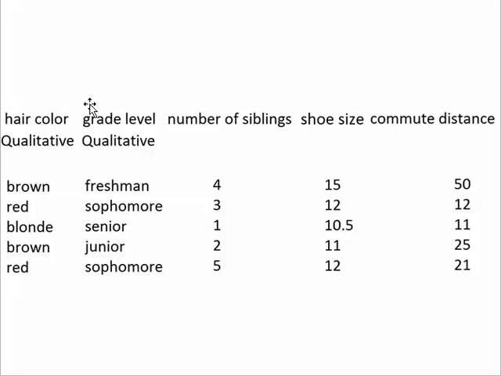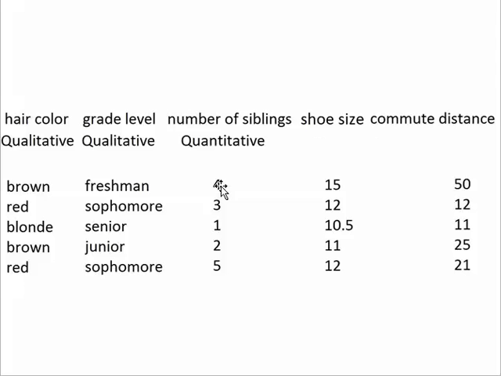Hair color and grade level are both qualitative variables because the values in those columns are types of things, they aren't amounts of things. Number of siblings would be a quantitative variable because each of these values is a specific number of something. It's a quantity of something.